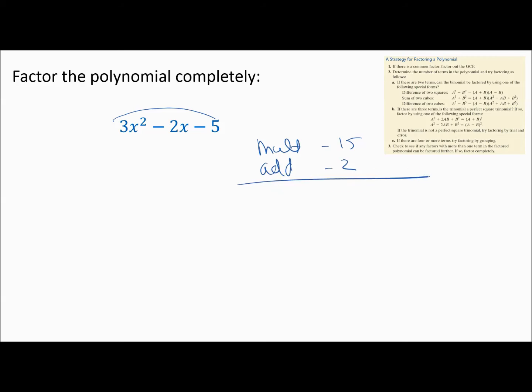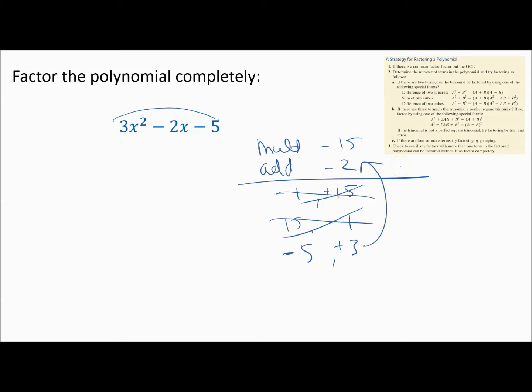Okay? So what you got to do is start thinking about all the things that multiply to be -15. Like a 1 and a 15. Or the -1 and a positive 15, but that doesn't add to be -2. You could also do a positive 15 and -1. That still doesn't add to be -2. What if we did 5 and 3? But one's got to be negative because that's the only way you multiply to be a -15. If we do a -5 and a positive 3, that does add to be -2.